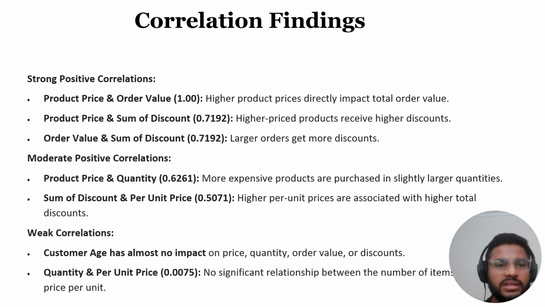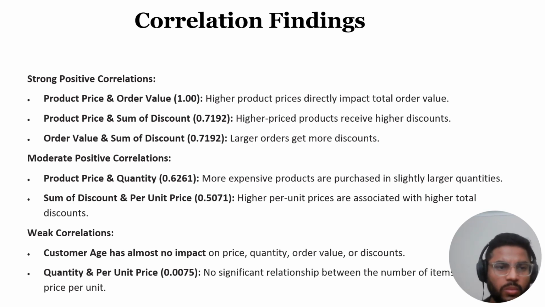Second thing, product price and sum of discount. The correlation was 0.7. It's also very close to 1, which is a good thing. If one thing increases, the second thing will also increase. So what we found out is that higher price products receive higher discounts. Order value and sum of discount, the correlation was 0.7, also strong and positive. So larger orders get more discounts.